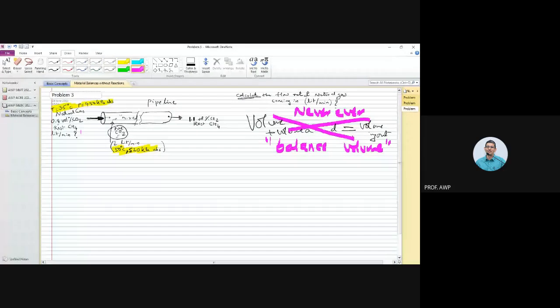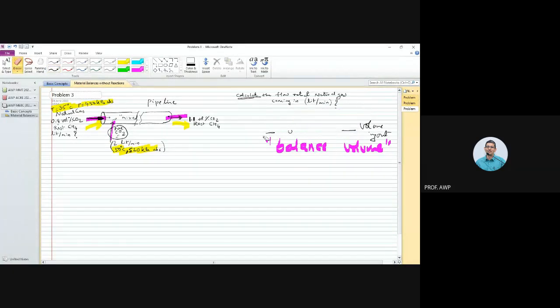What is conserved? Moles. Moles of carbon dioxide coming in plus moles of carbon dioxide added must be equal to moles of carbon dioxide going out, or moles of methane coming in, no methane is added, must be equal to all the methane moles that are going out, or kgs of carbon dioxide coming in plus kgs of carbon dioxide getting added must be equal to kgs of carbon dioxide going out. Right? So solve this problem properly. Either you convert everything to moles, or you convert to kgs, whatever is your favorite.